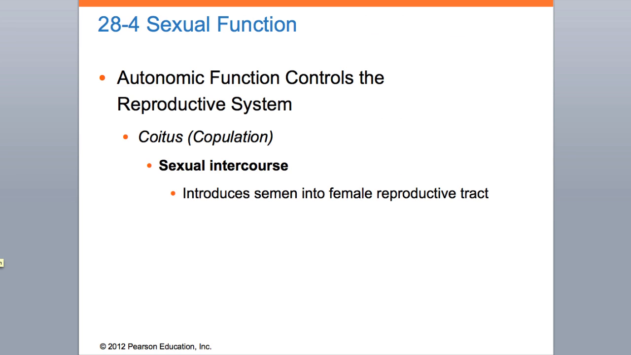Next slide. Okay. Coitus, or copulation. Okay. Introducing semen into the female tract. Now, wait a second, Nemish. How come it says autonomic here? That's because even things that work down there are controlled by up there in the brain. It's an autonomic function. Okay.